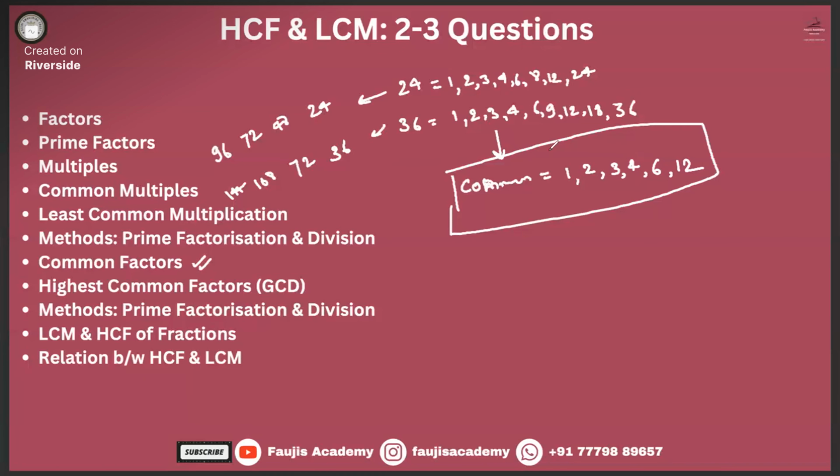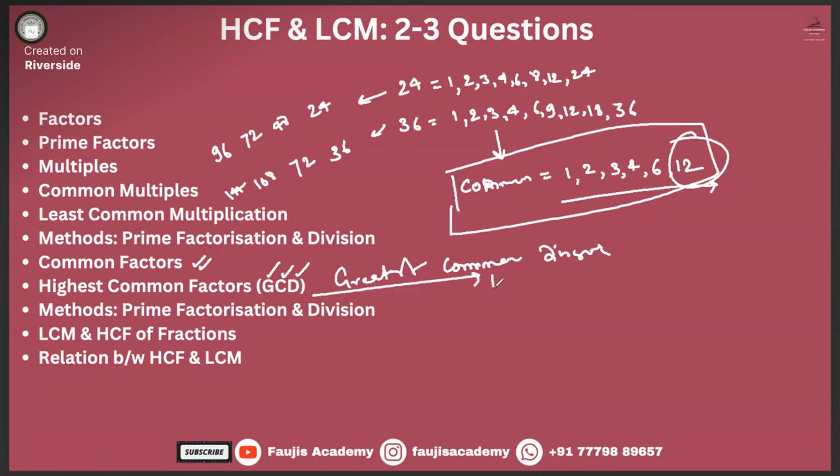That's it. And which one is your highest common factor? Which one is the highest among all these? 12, sir. 12. Okay. So your highest common factor is also called the greatest common divisor, also called HCF, highest common factor. And there are two ways of finding HCF. Division method, 24 and 36.